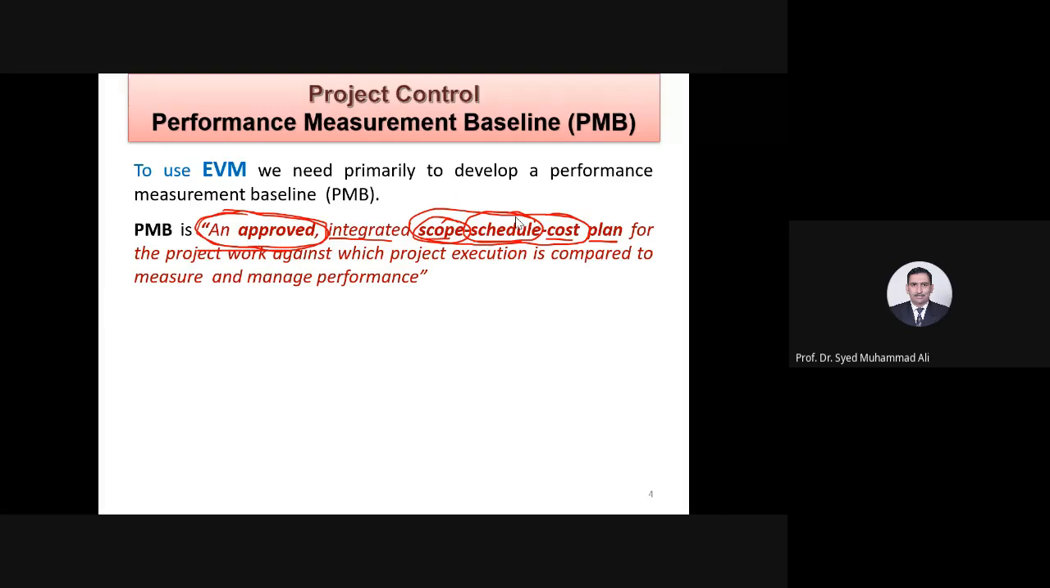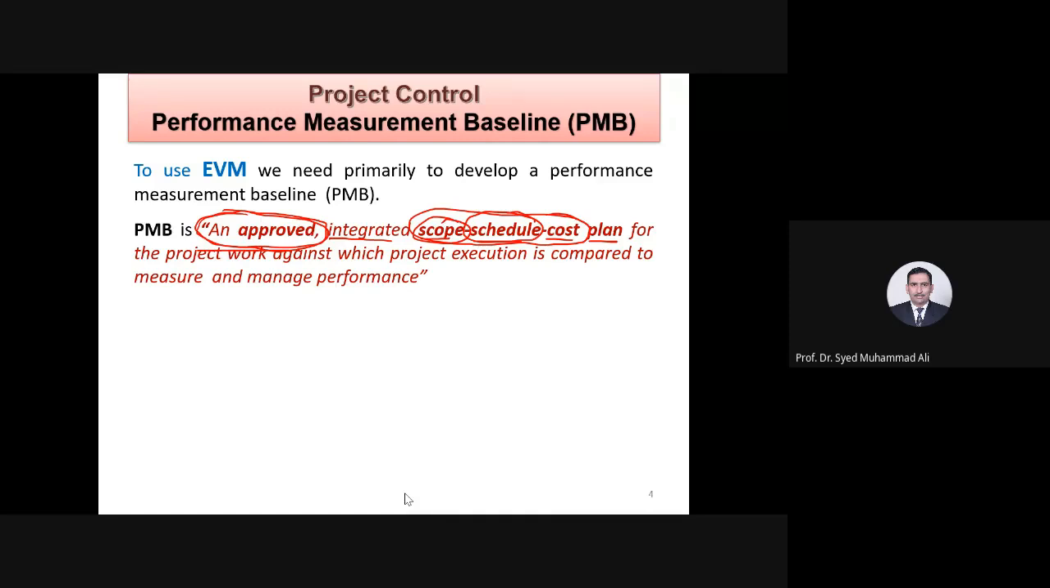An approved integrated scope, schedule, cost plan for the project work against which project execution is compared to measure and manage performance. So you see, when you are doing day-to-day project control, you have to be looking into the scope, the schedule, and the cost. You are in time, your quality is okay, scope is okay, but the cost is not okay, it is a question mark, a problem.